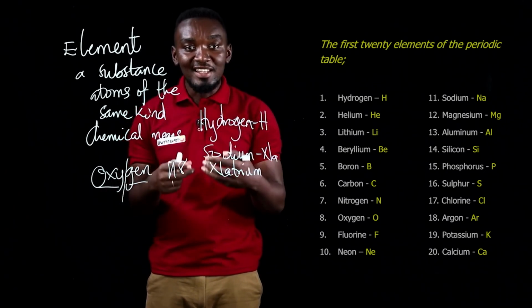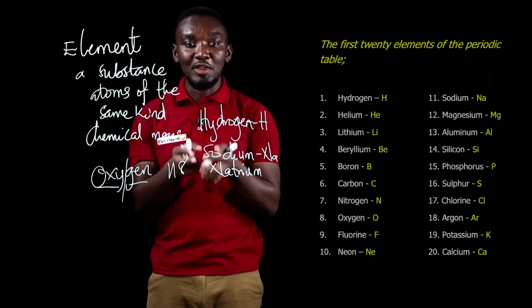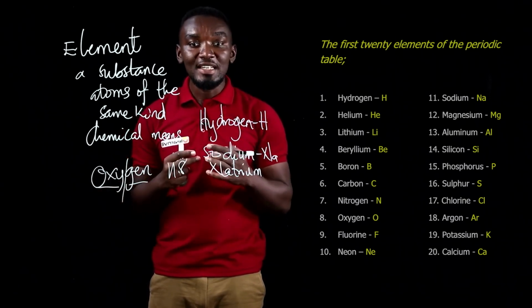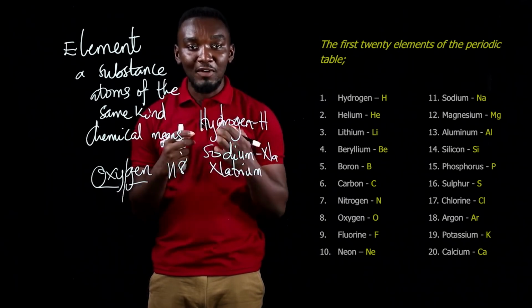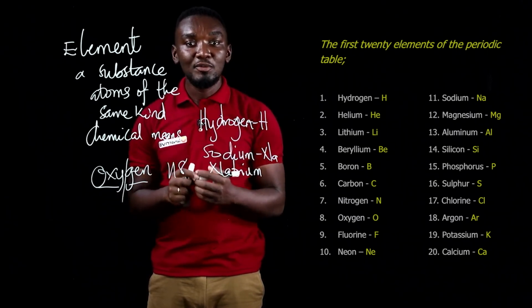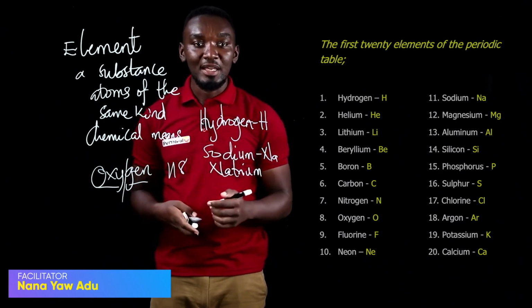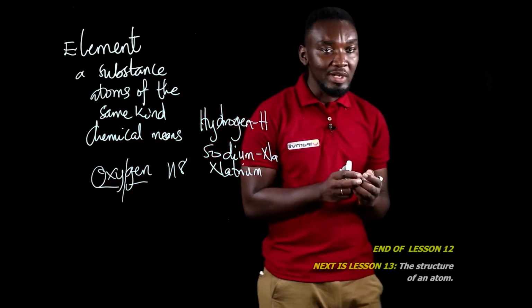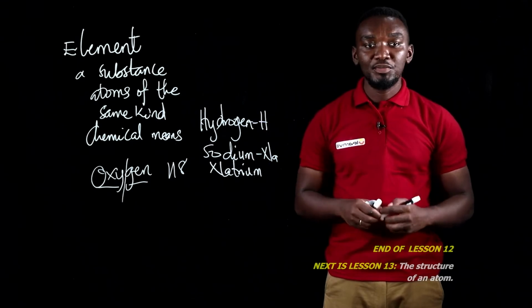So study the first 20 elements. Go through them over and over again so that you're able to know the positions. In today's lesson, we have studied elements, and we said that an element is a substance made up of atoms of the same kind that cannot be broken down into simpler substances by any chemical means. In our next lesson, we'll be moving on to look at the structure of an atom. See you in the next lesson.